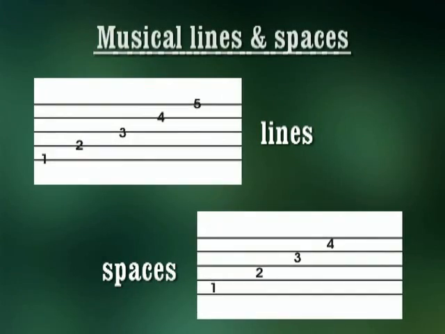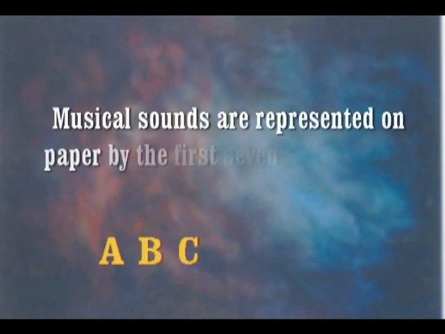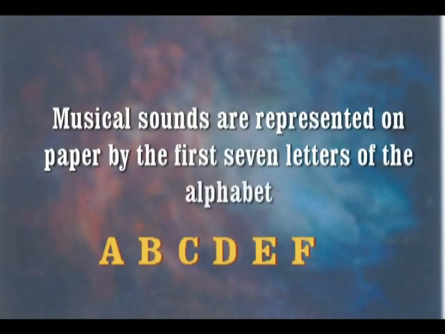Just like we can see, the lines are 5. The spaces are 4. The lines and the spaces are numbered from the bottom. 5 lines and 4 spaces. Musical sounds are also represented on the paper by the first 7 letters of the alphabet: A, B, C, D, E, F, G.